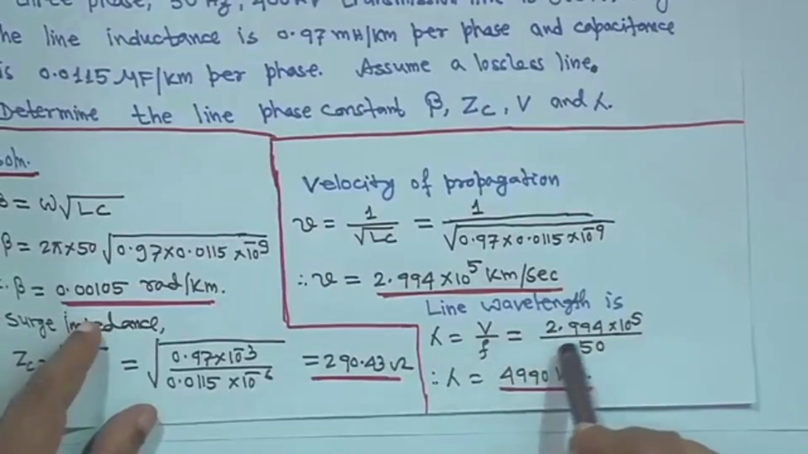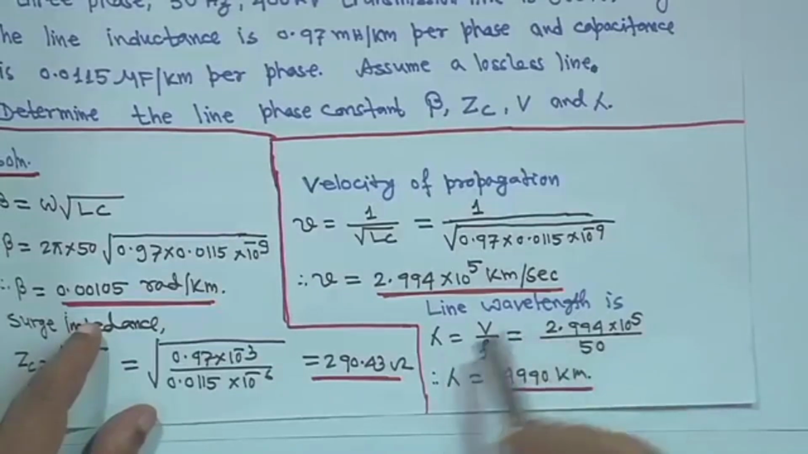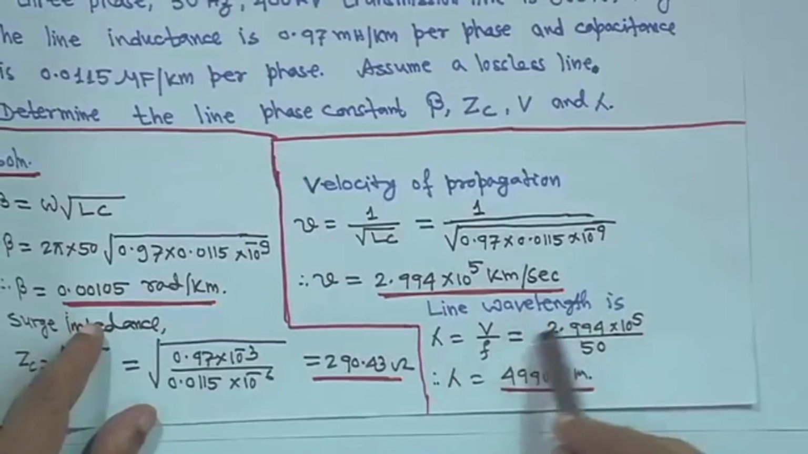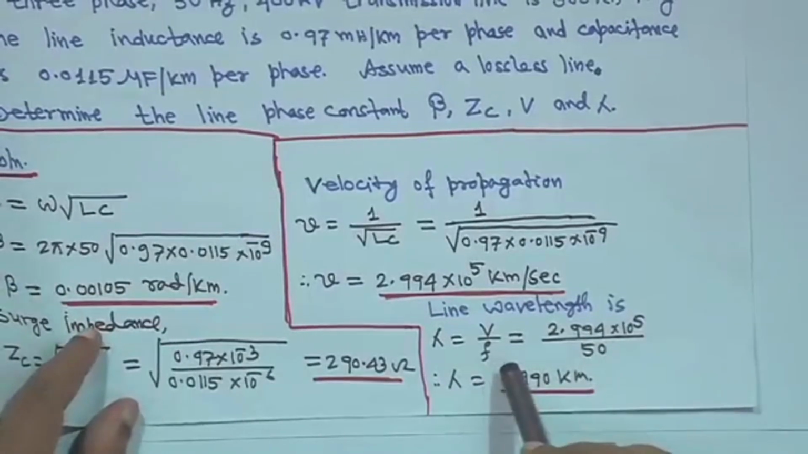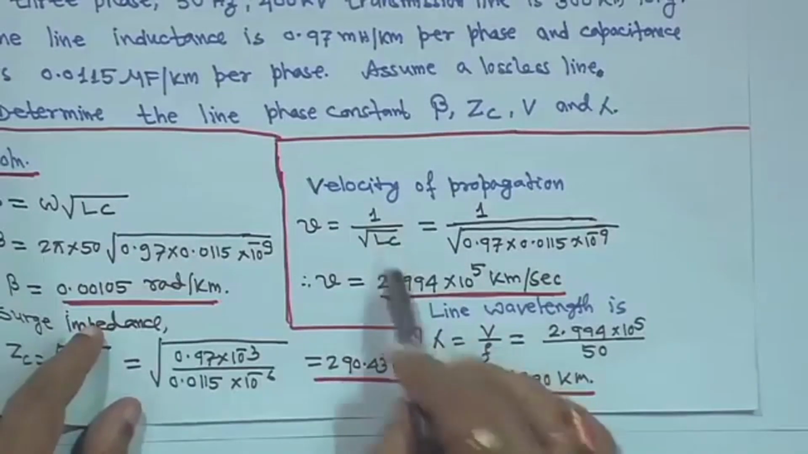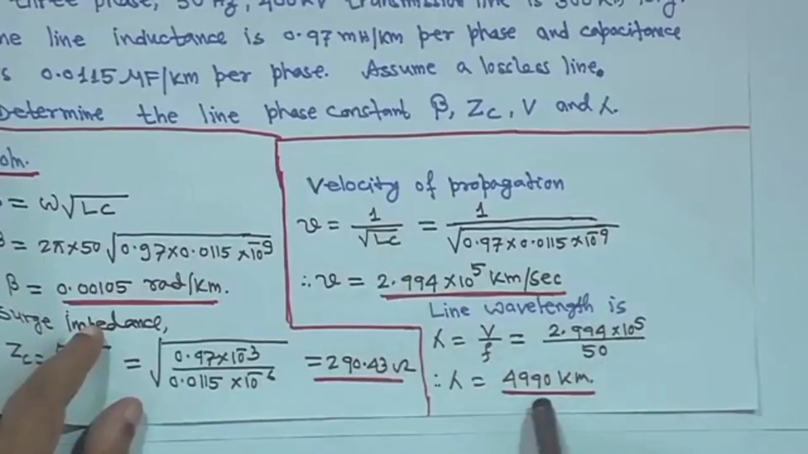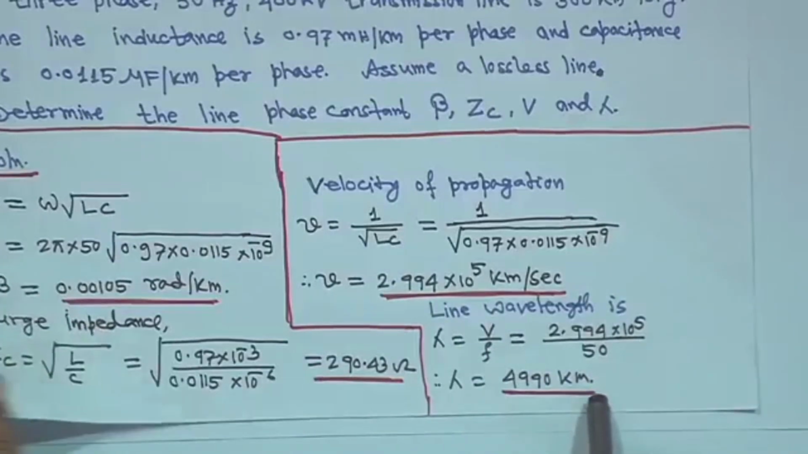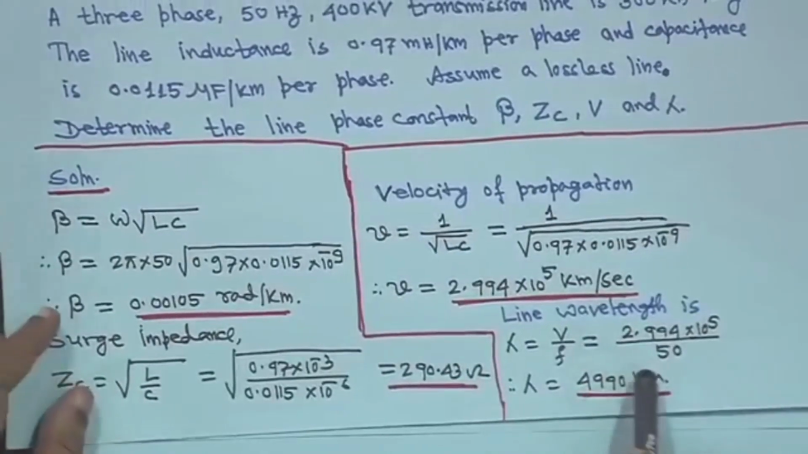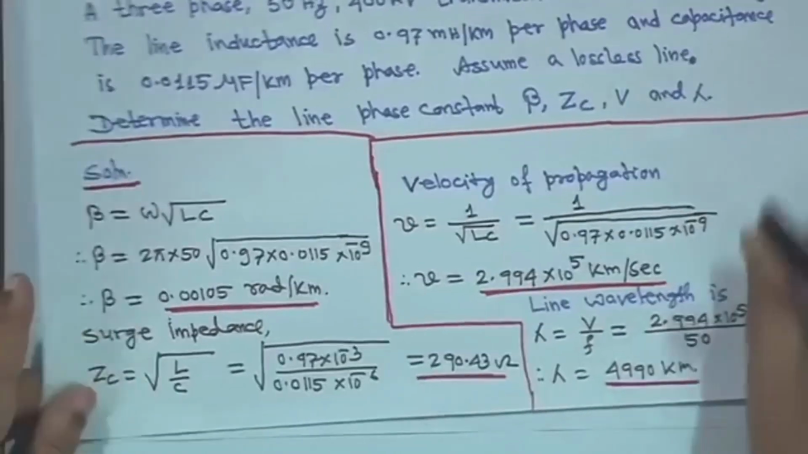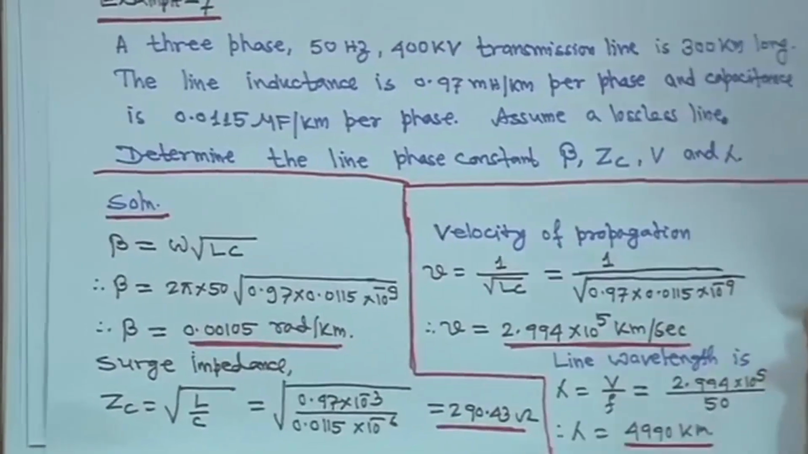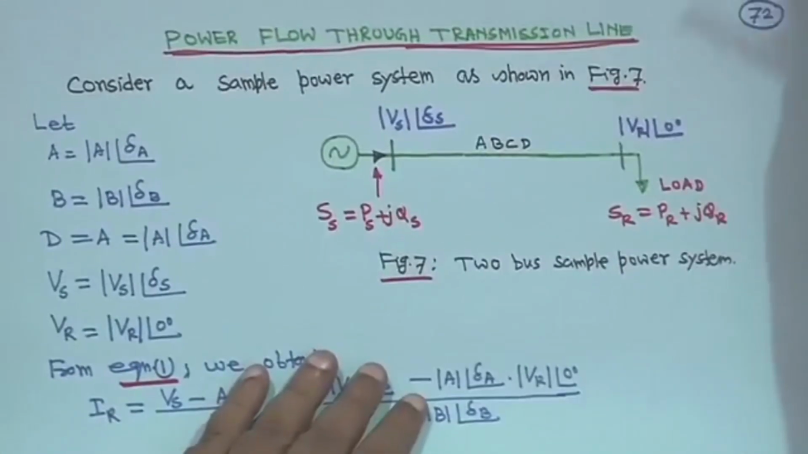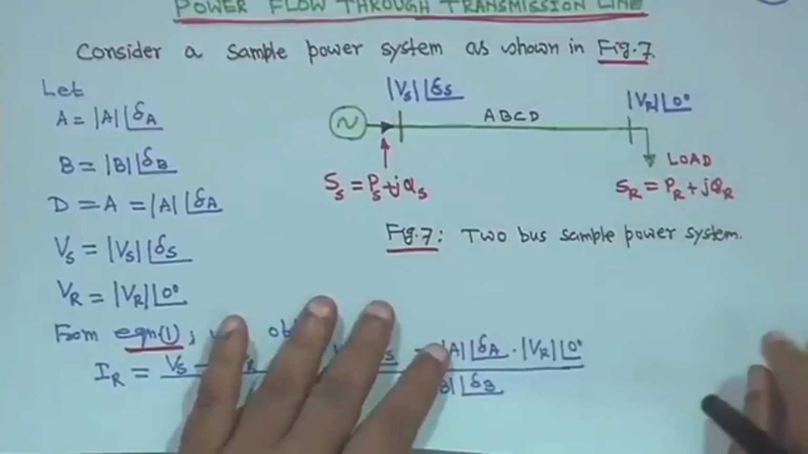Lambda is F root over 1 upon L C, that is basically V upon F. Because V is computed here, you put the value of V divided by F. So approximately 4990 kilometer. This is the small example for this one. After this we will go for power flow through transmission line, in terms of A, B, C, D parameters.